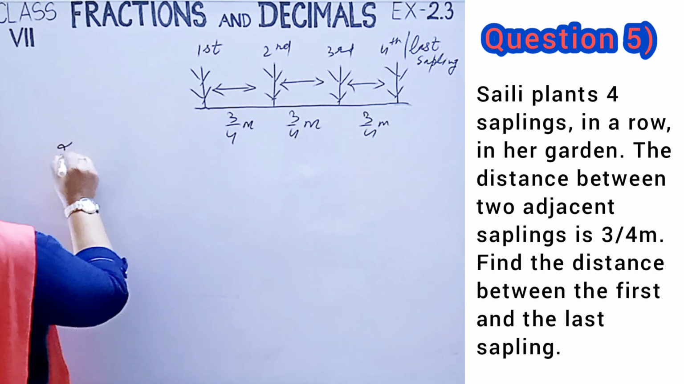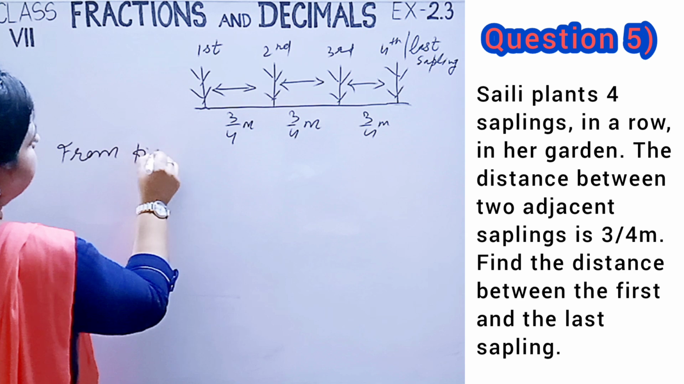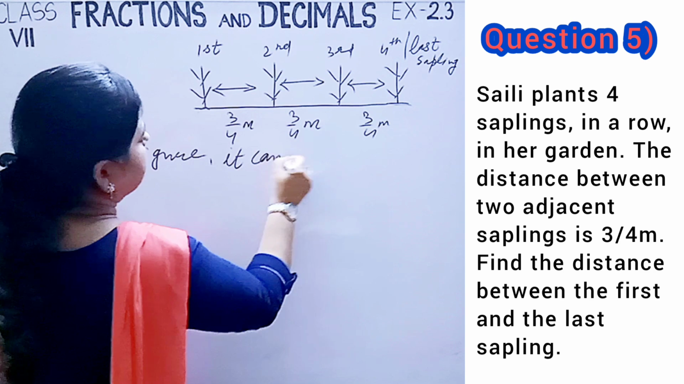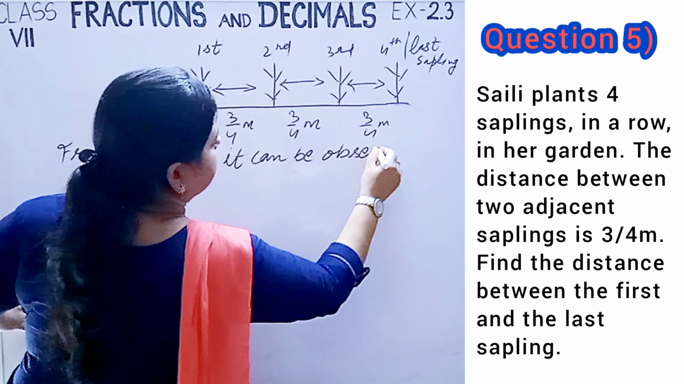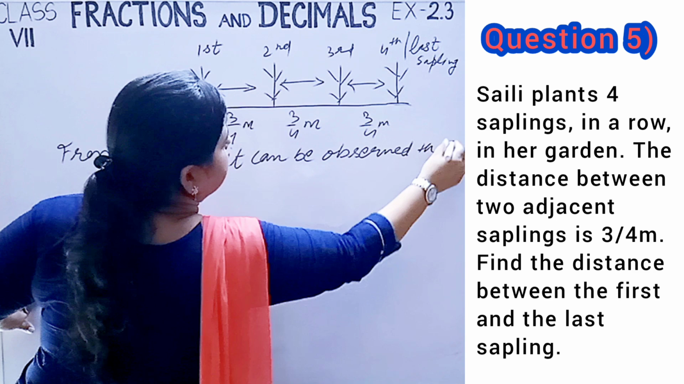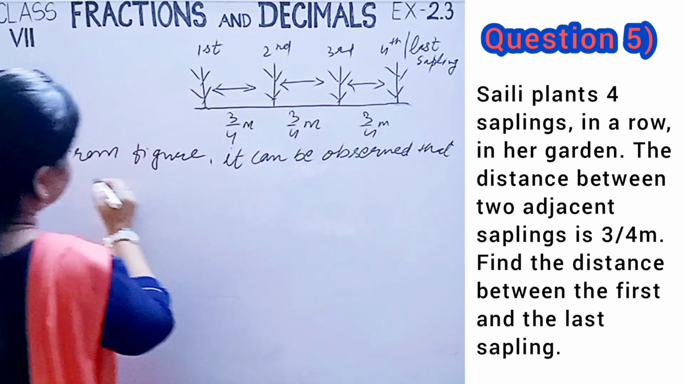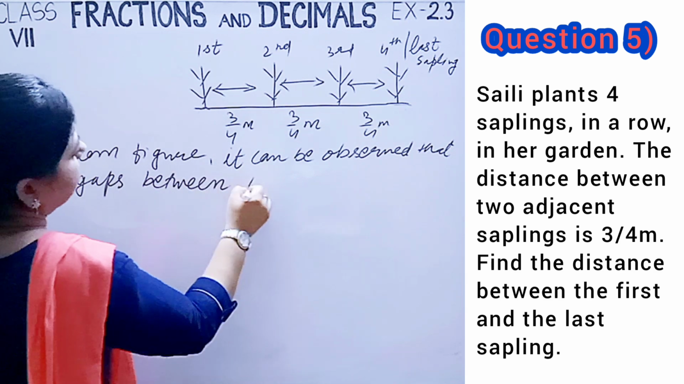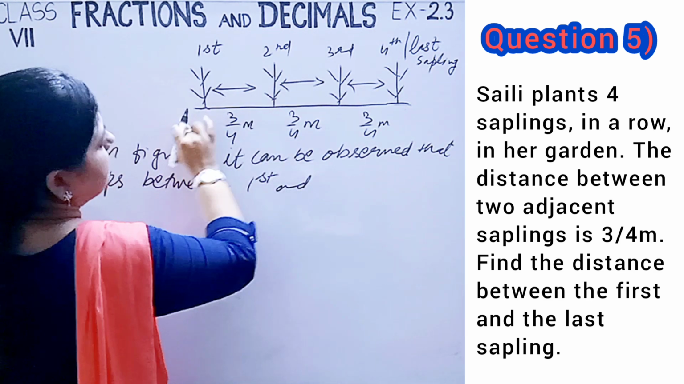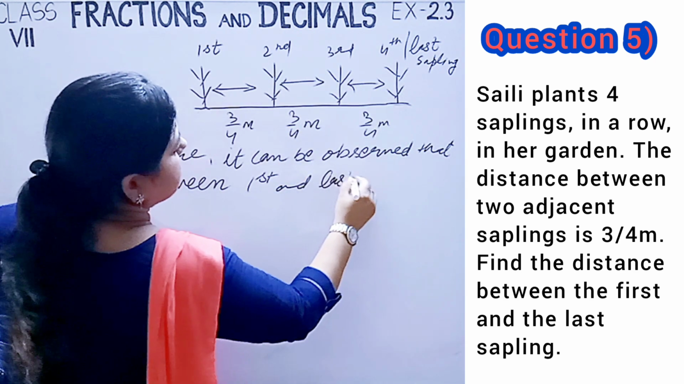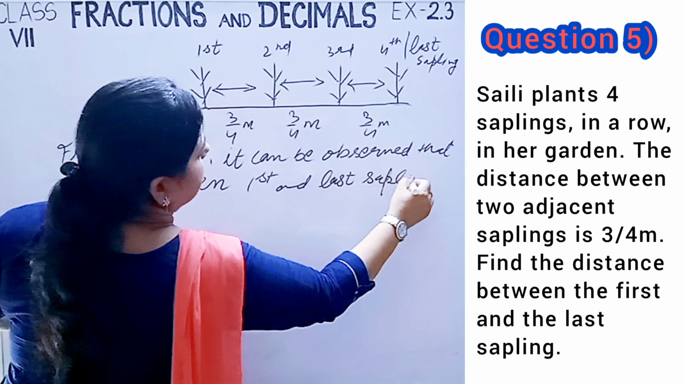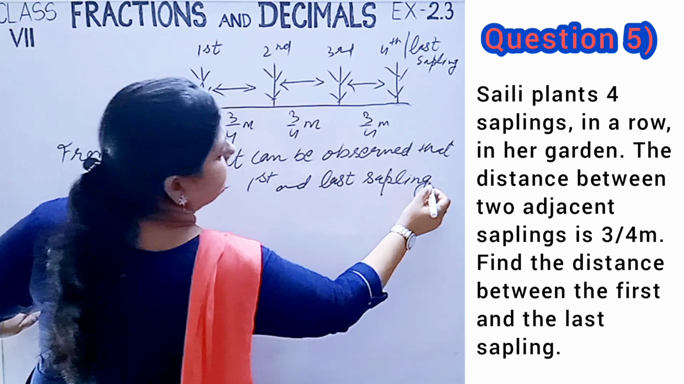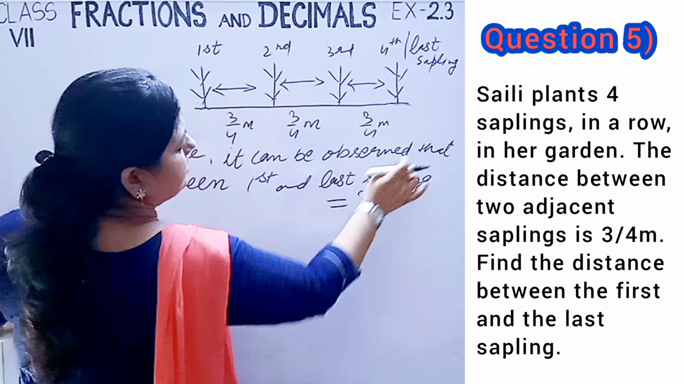So from the figure it can be observed that these are the gaps between the first and last sapling. How many? First gap, second gap, third gap. So total 3 gaps are here.